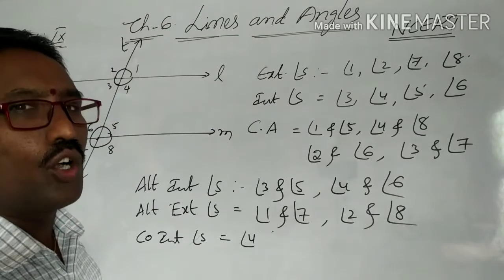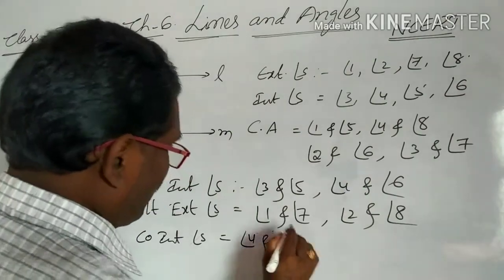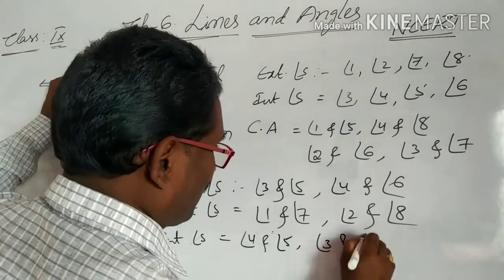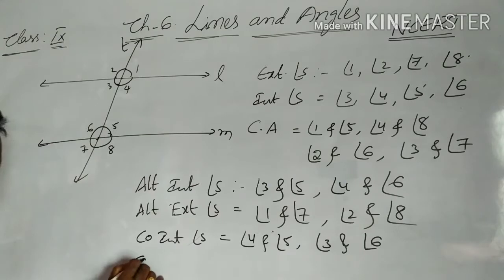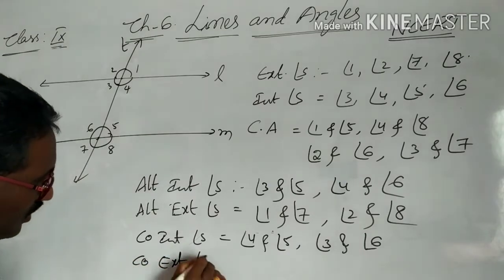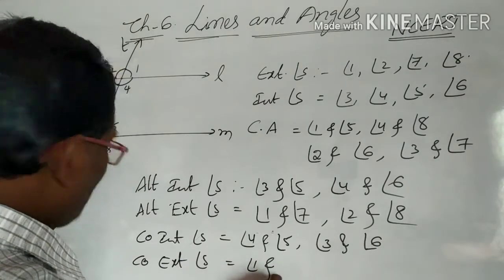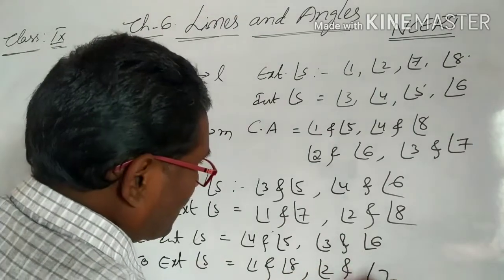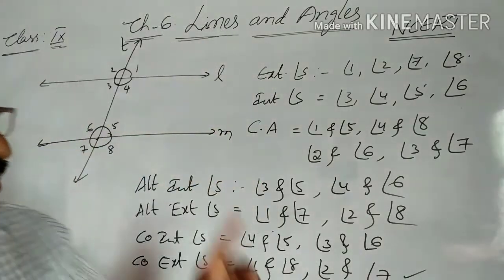The co-interior angles sum is equal to 180 degrees. Angle 4 and angle 5. Next one, angle 3 and angle 6. These are the co-interior angles. Next, co-exterior angles. What are the co-exterior angles? Angle 1 and angle 8, and angle 2 and angle 7. These are the co-exterior angles. Once again, see everybody, very, very important.